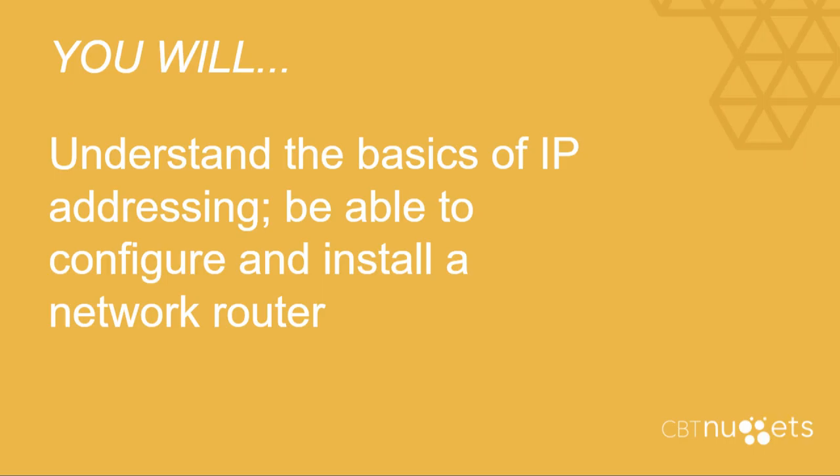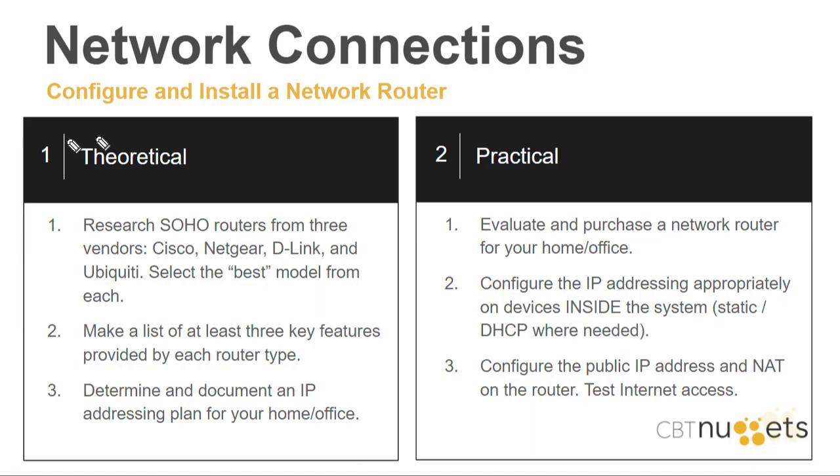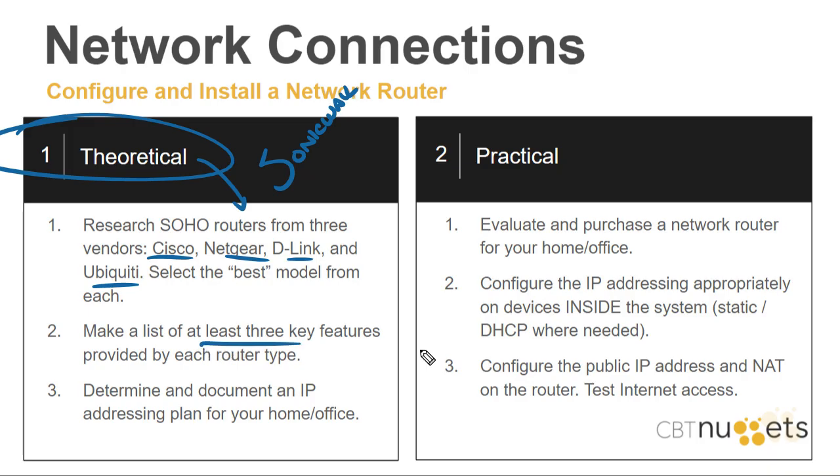Well, I said at the beginning, you will understand the basics of IP addressing, be able to configure and install a network router. So now it's your turn. Research the Soho routers from 3 different vendors. Just pick some. Cisco, Netgear, D-Link, Ubiquiti, some of the ones that you'll commonly see out there. I'd also throw SonicWall into that mix. You'll see more firewall functionality coming out of them. List at least 3 key features provided by each type of router that you see.